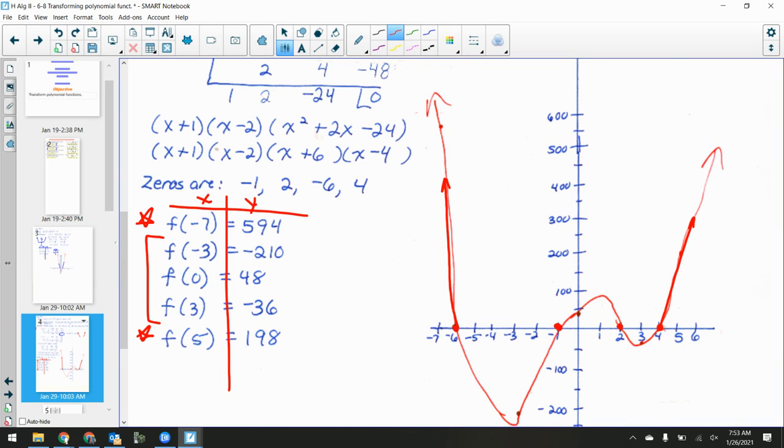negative 36, which makes sense because if you're thinking about a degree of 4, that's the one that goes up on either side, and I should see 3 turning points. It should decrease, increase, decrease, increase, right? So 1, 2, 3 turning points. 3 what we would call local maximum or minimum points. Looks like I have 2 local minimums and 1 local maximum. Okay. Questions on that?